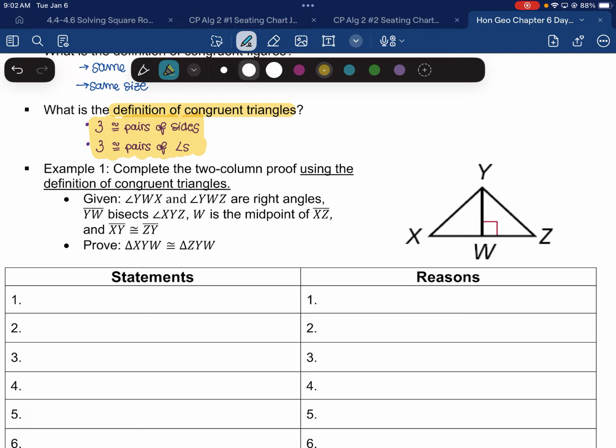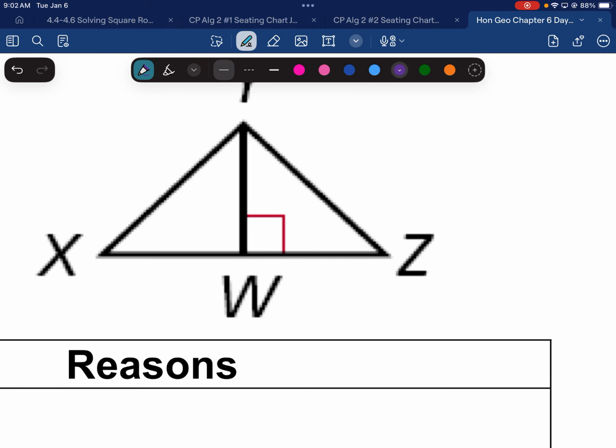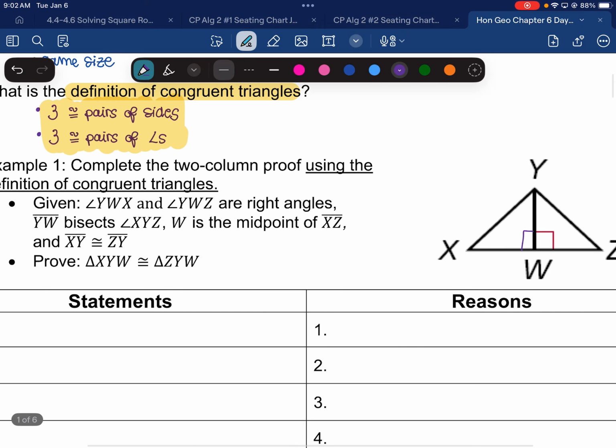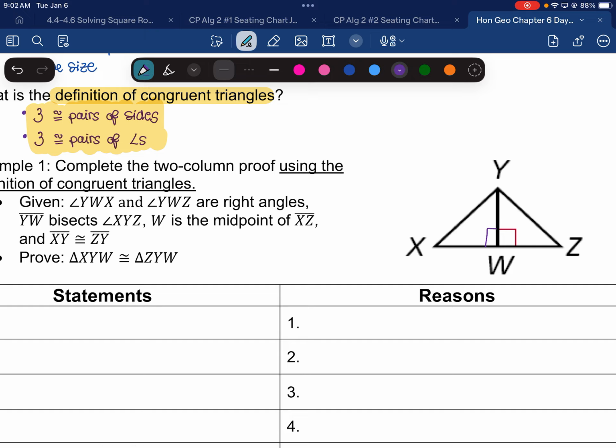I tell you that YW bisects angle XYZ. I guess I should also mark this one as a right angle. Sorry, I forgot that. The next piece of given information says that this segment bisects angle XYZ. What does the word bisects mean? I guess splits it into 2 equal parts. Okay, so listen to me. If a segment is bisecting an angle, am I going to mark congruent segments or congruent angles on this picture? Angles. Okay? Whatever follows the word bisects is what you're going to mark.